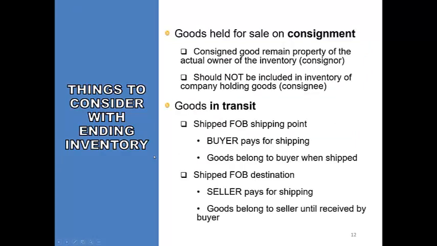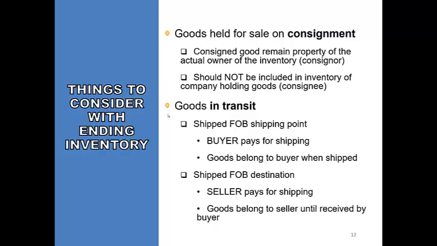Now here are some things we need to think about as far as considering what goes into ending inventory. So many times companies will hold goods for sale that are owned by other companies. The owner of the goods is called the consignor, and the company holding the goods is called the consignee. In this case, the value of the inventory is going to go on the consignor's books, not the company holding the goods. Now we need to consider also goods in transit.